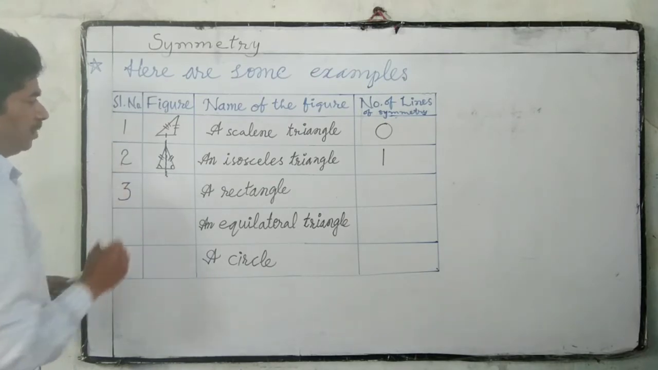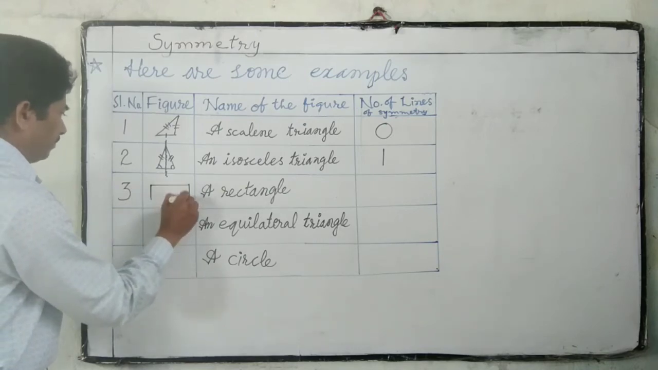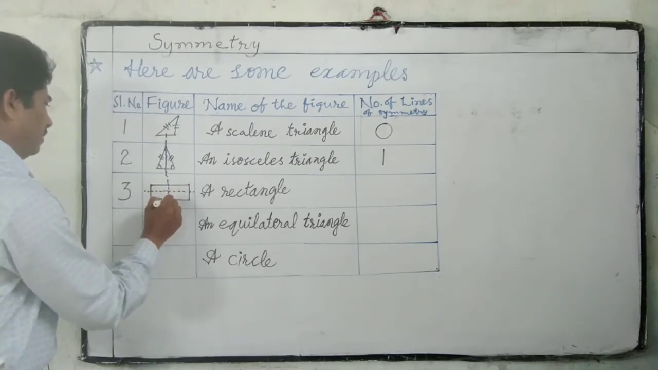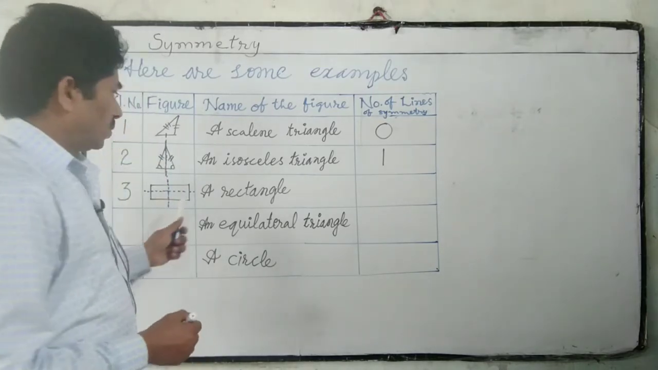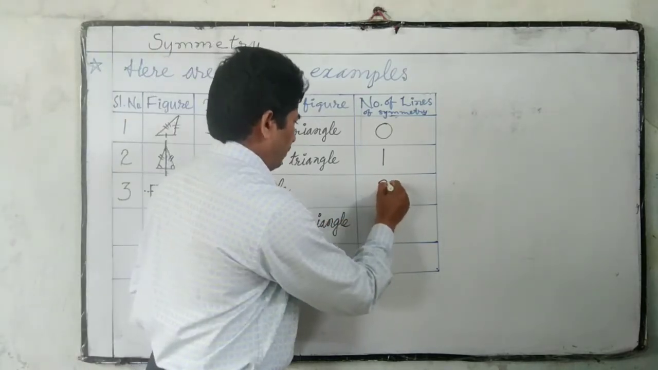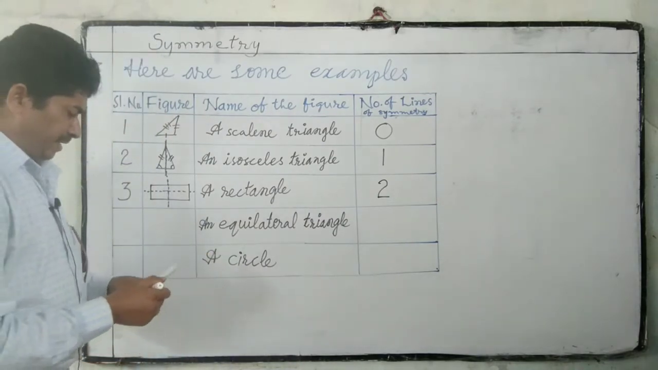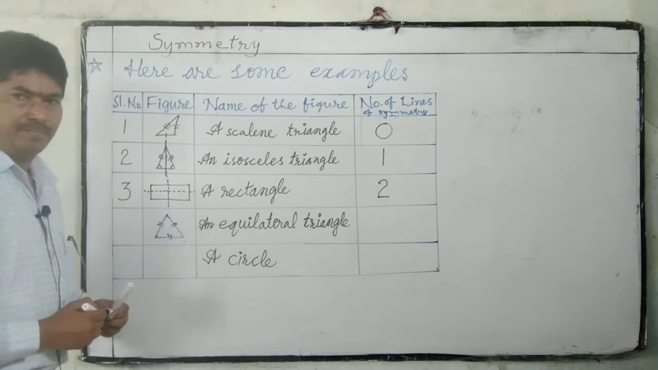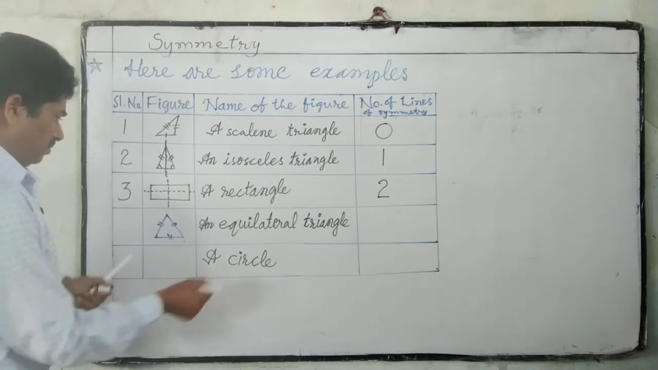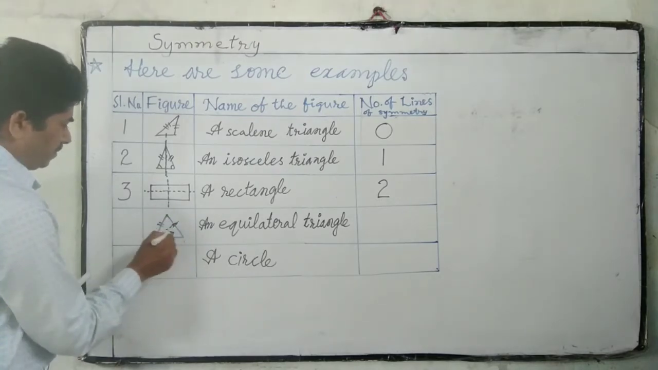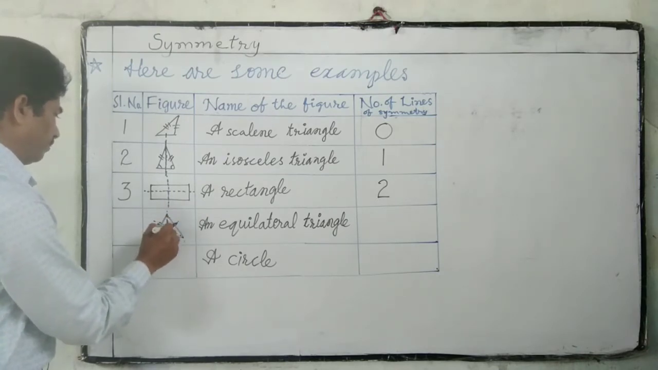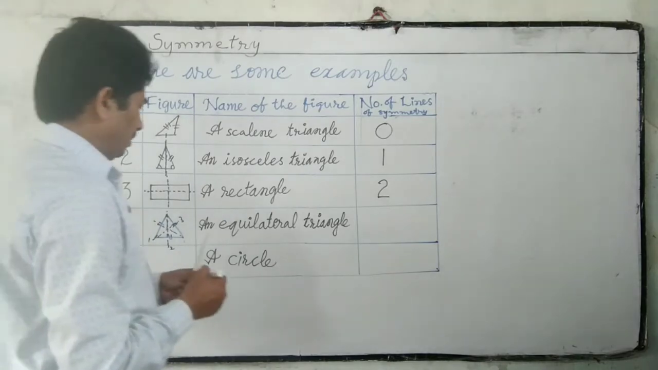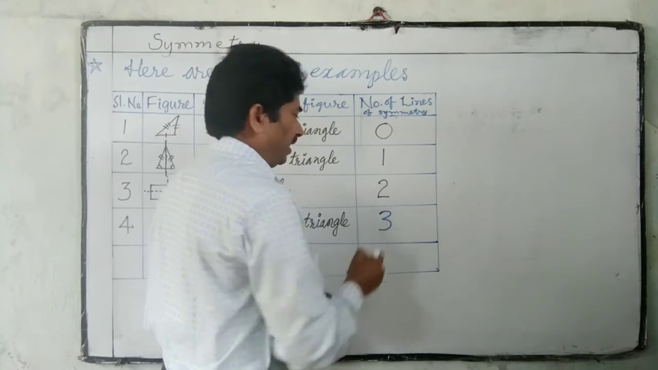Next, rectangle. A rectangle has two lines of symmetry. Next, an equilateral triangle. All sides equal in a equilateral triangle. It has 1, 2, 3. An equilateral triangle has three lines of symmetry.